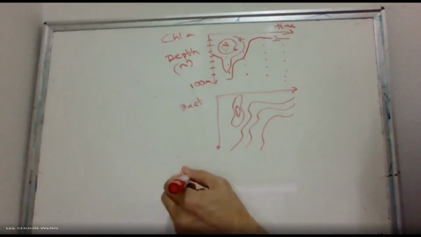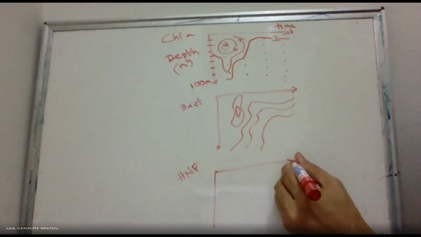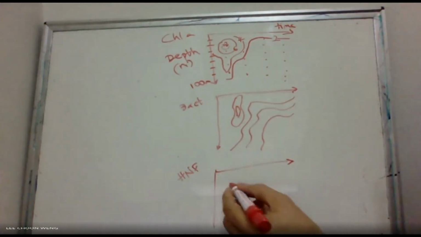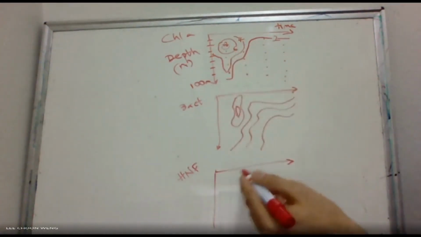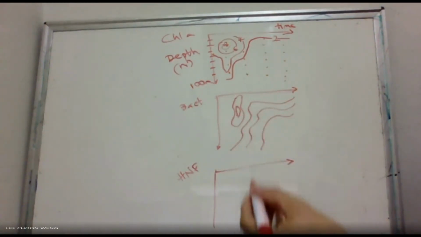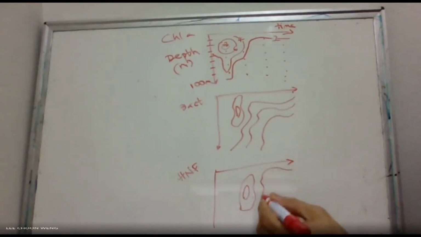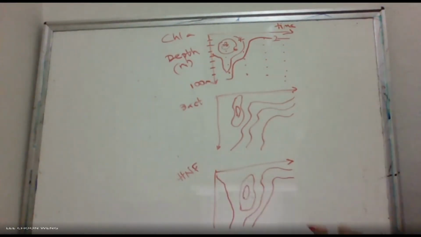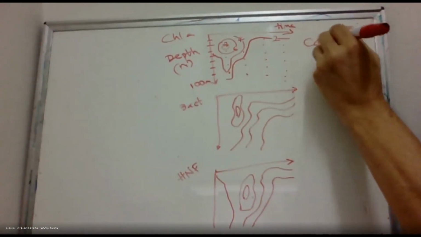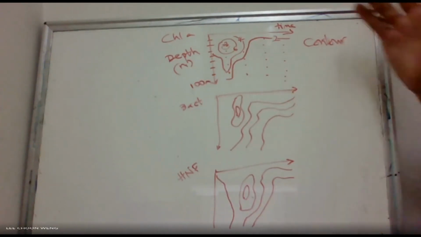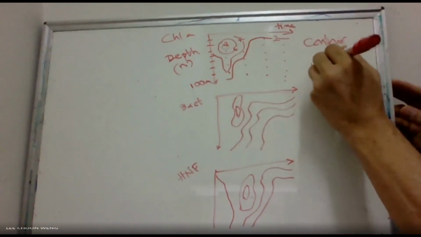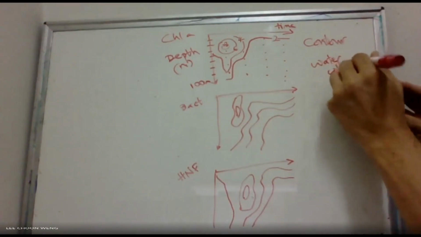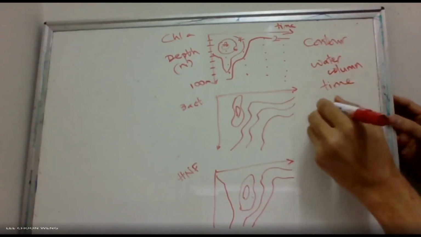Then if you're looking at HNF, because you know that HNF is dependent on bacteria, you should see the peak in HNF occurring after bacteria. So this is how contour plots are used when studying the water column over time, through time. Okay.